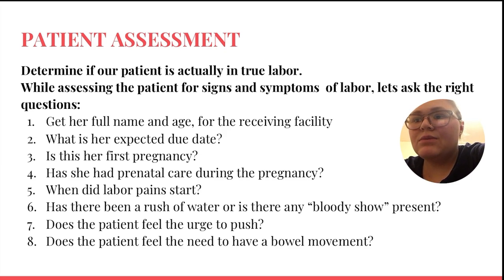Alright, what is her expected due date? She advises dispatch that she's 38 weeks pregnant. So she's expected to be due in another 2 weeks. Is this her first pregnancy? Whenever you ask her, this is actually her 4th pregnancy. She has 2 living children, 1 stillborn. Okay? So based off of that information already, is she a primipara or a multipara patient?